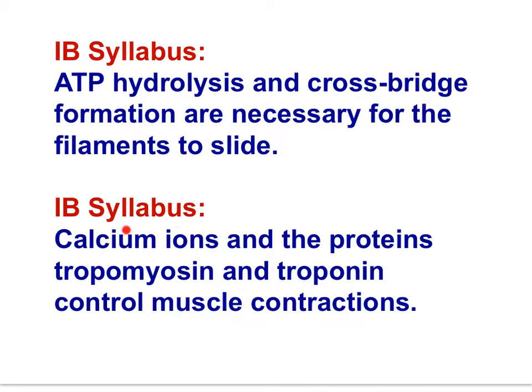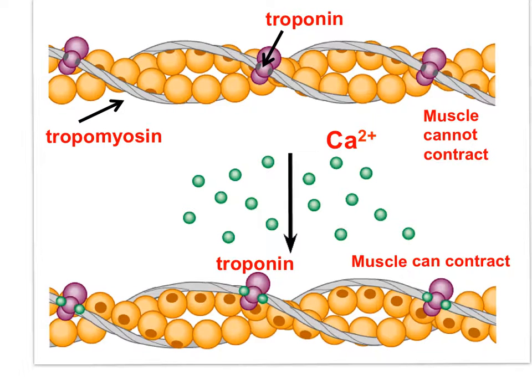So are you comfortable with this statement? Calcium ions and the proteins tropomyosin and troponin control muscle contractions. Could you relate this statement to the sarcoplasmic reticulum? I'll let you study this slide to review the syllabus statement. Calcium ions and the proteins tropomyosin and troponin control muscle contractions.